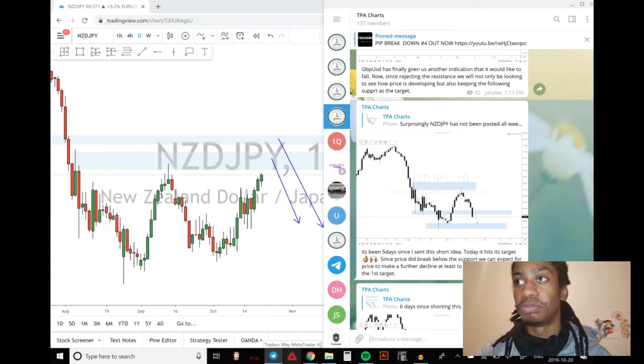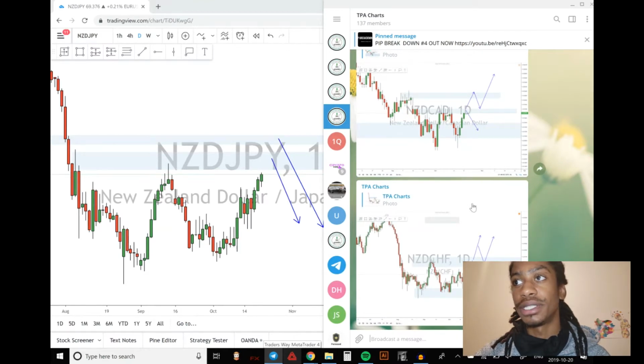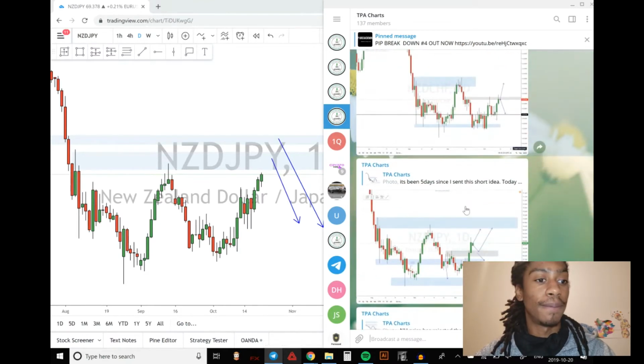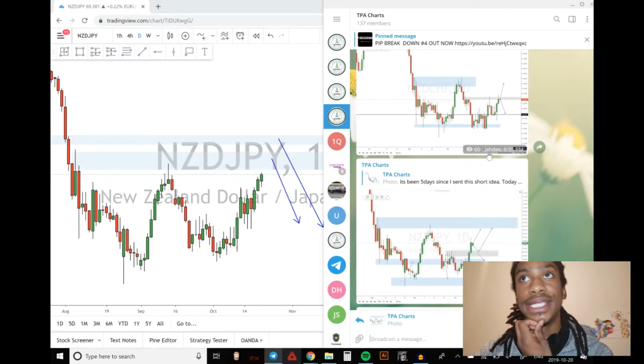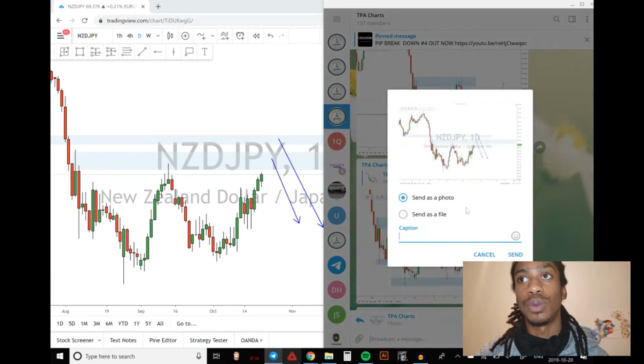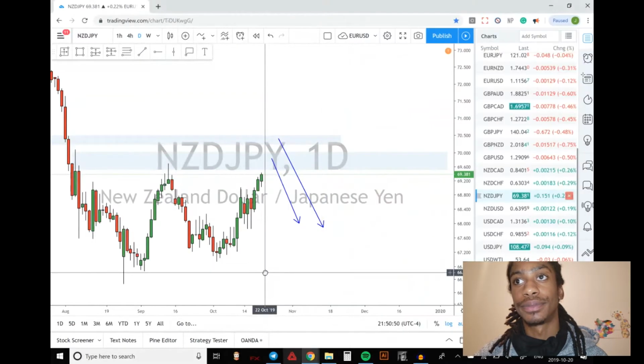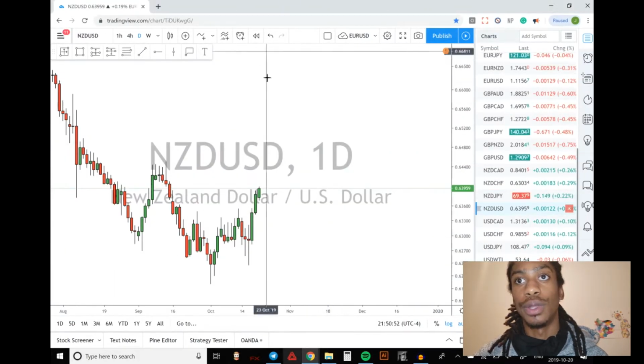And nice, this analysis is playing out just as planned as well. Now NZD USD weekly time frame. What do we got going on? We got a resistance here.